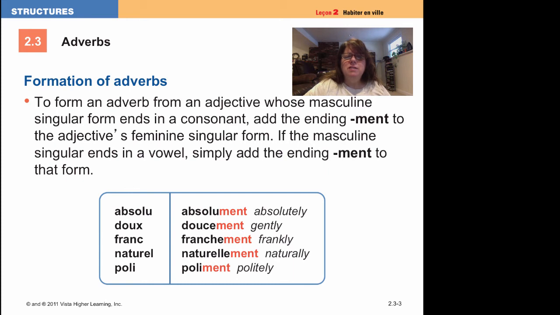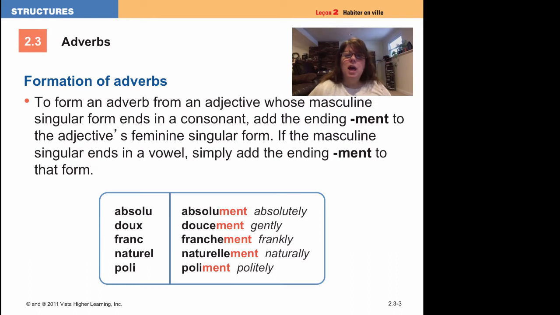Formation des adverbes. To form an adverb from an adjective whose masculine singular form ends in a consonant, add the ending ment to the adjective's feminine singular form. So you take the feminine singular form of an adjective and you add ment. If the masculine singular adjective ends in a vowel, simply add the ending ment to that form.